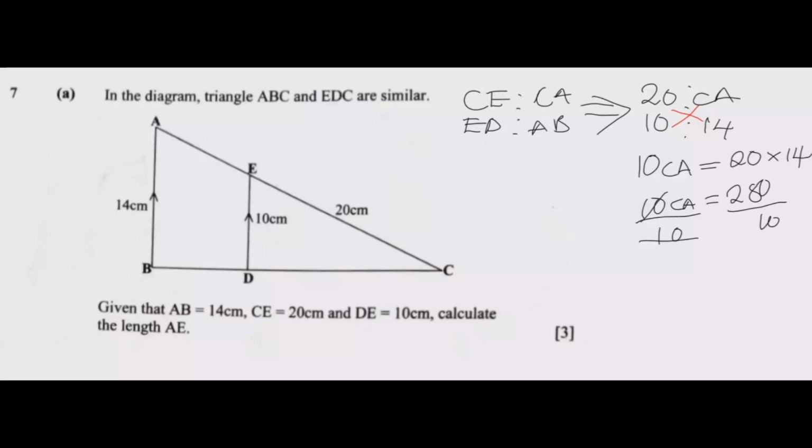This one, they'll cancel each other out, leaving us with CA, which is equal to 280 divided by 10. Or we just cancel 0 here and 0 here. 1 into 28, it will go 28 times. Okay, so the value of the line CA from here at the beginning up to the end here is 28 centimeter. That is the length of the line CA.